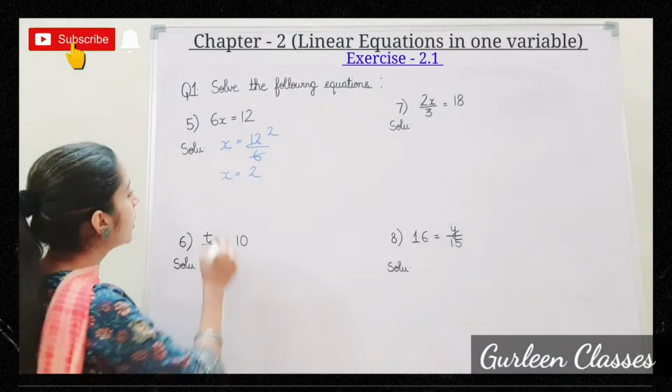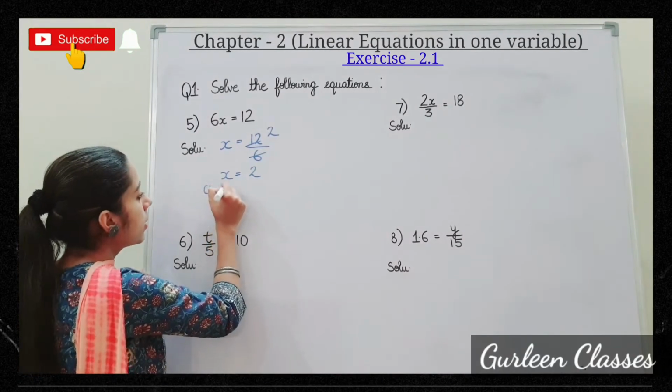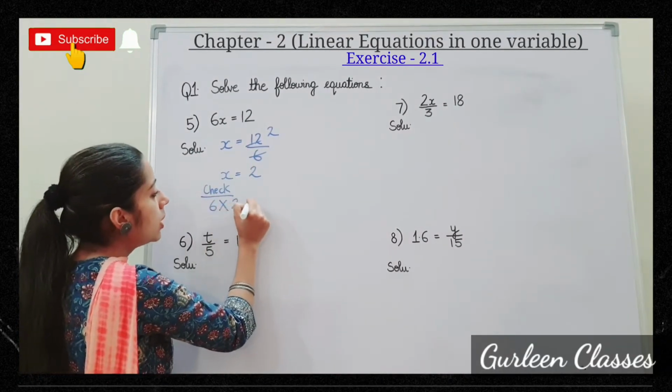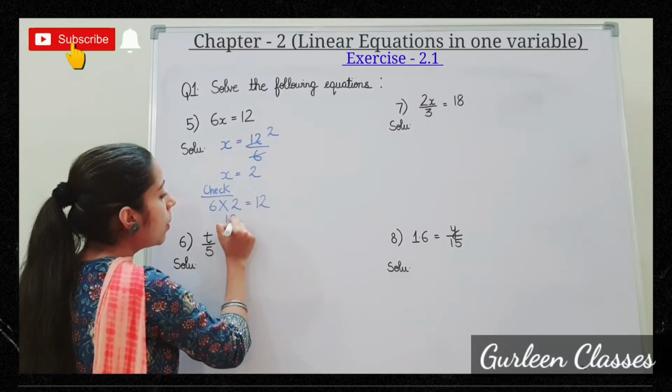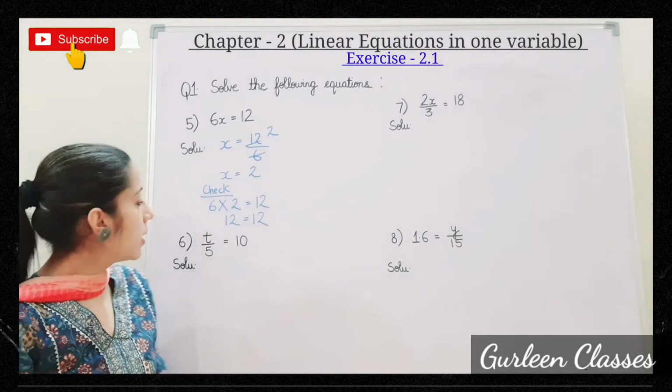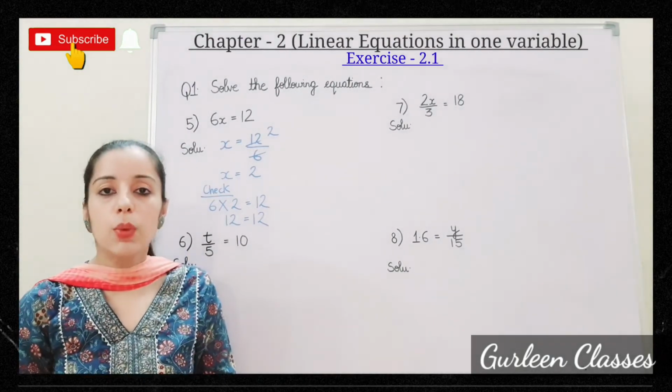Let us check. So right here, check. 6x. 6 into 2, that is equal to 12. 12 is equal to 12. Hence verified.